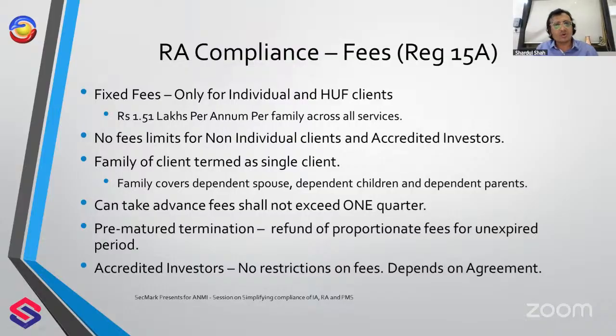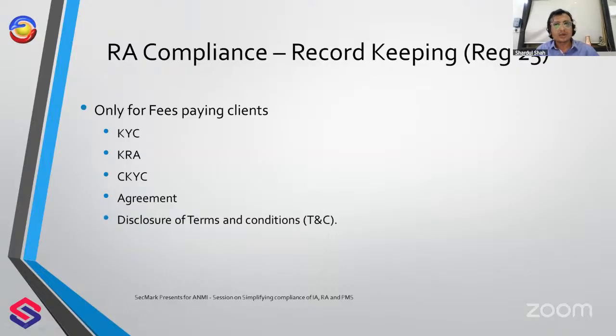The family definition is on the same lines: dependent spouse, dependent children, and dependent parents. Here, advance fees are possible, but not exceeding one quarter. In case of premature termination, a refund of proportionate fees for the unexpired period should be made to the customer. For an accredited investor, as we said, there is no restriction on fees, and it purely depends on the bilateral agreement between both parties. Record keeping is on the same lines.